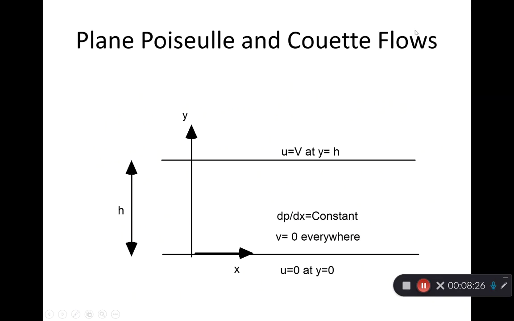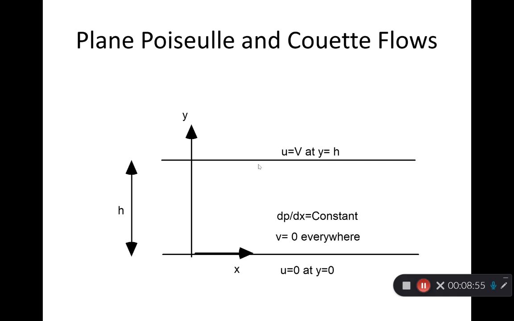So this is a top plate. Top plate is here. Bottom plate is here. This is at y equal to h. This is at y equal to 0. This plate is held fixed, therefore u and v are 0. This one is moving, therefore u is non-zero, but v is 0 because nothing can penetrate the boundary. So let's solve the governing equations for this case.